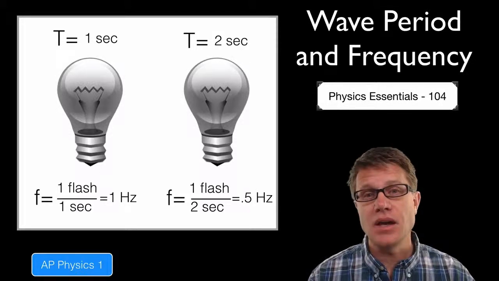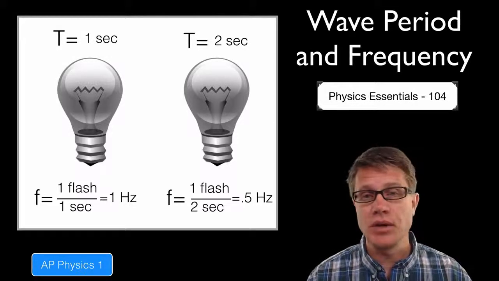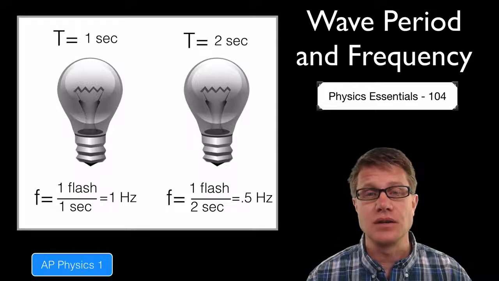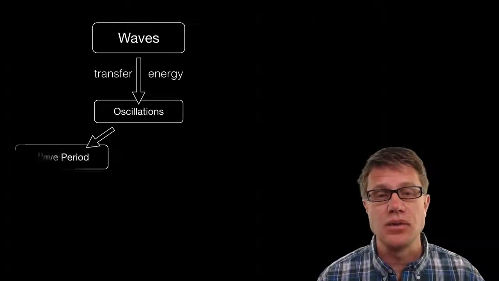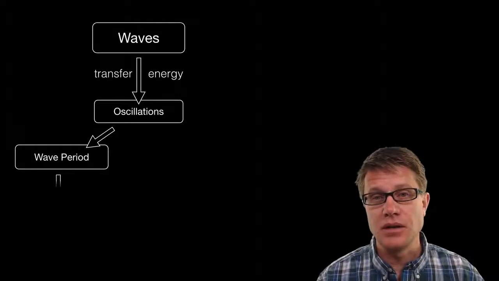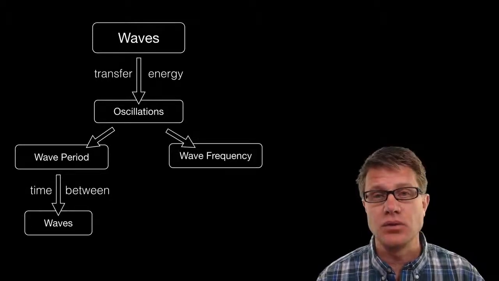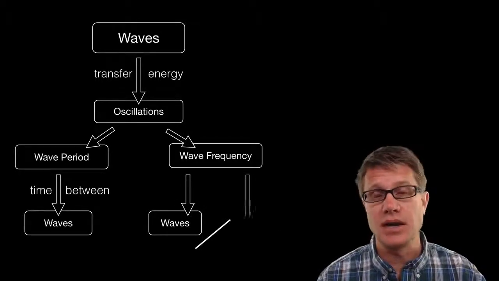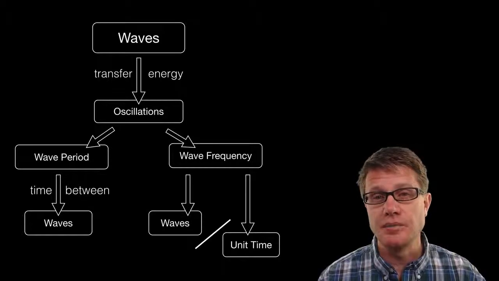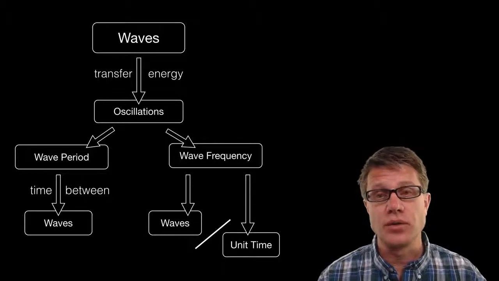And so period and frequency will always be the reciprocal of each other. Once you know period, 1 divided by period is going to tell you the frequency and vice versa. And so waves transfer energy through oscillations. The wave period is going to be the time between the waves, and the wave frequency is going to be a wave, or a set number of waves, per unit time. Now we measure period in seconds, and we measure wave frequency in hertz, which is the number of waves per unit time.